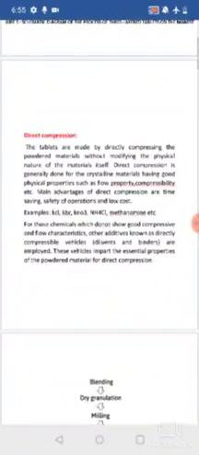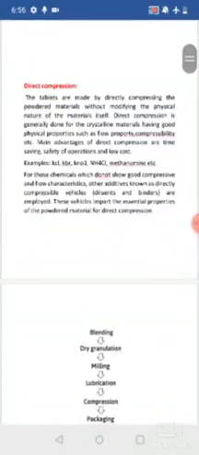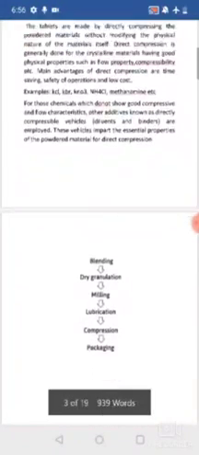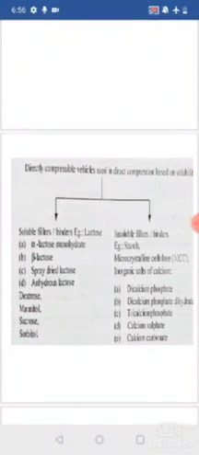So apart from that, for powders which do not show good compressibility or good flow property, you can add directly compressible vehicles. Okay, like diluents and binders, which do not have good flow property or good compressible property. So the vehicle is going to impart the essential properties of the powder for direct compression. So here are the various additives you are going to use in direct compression.